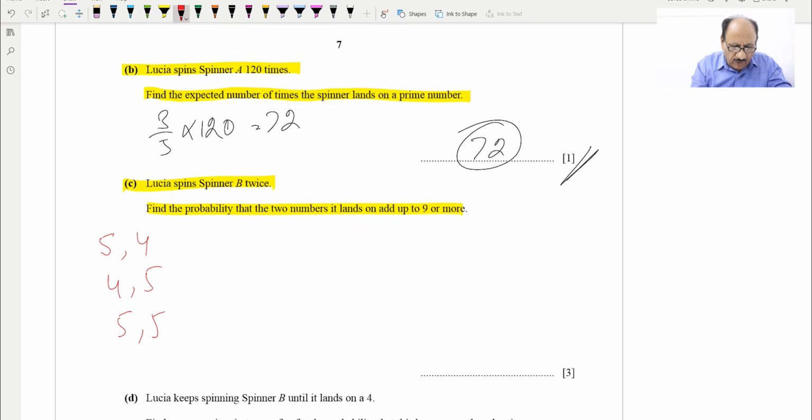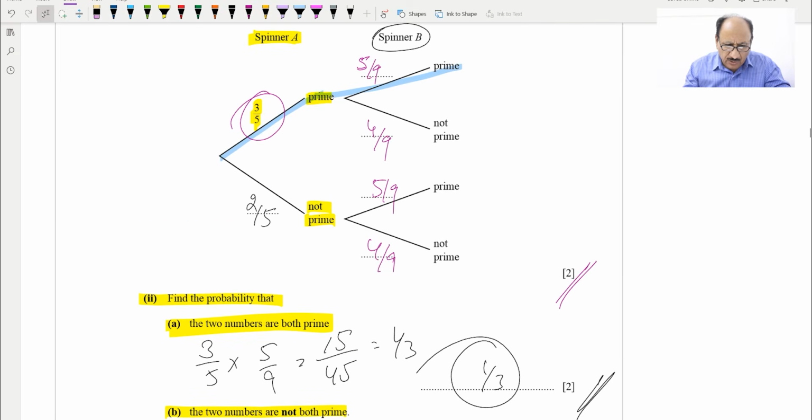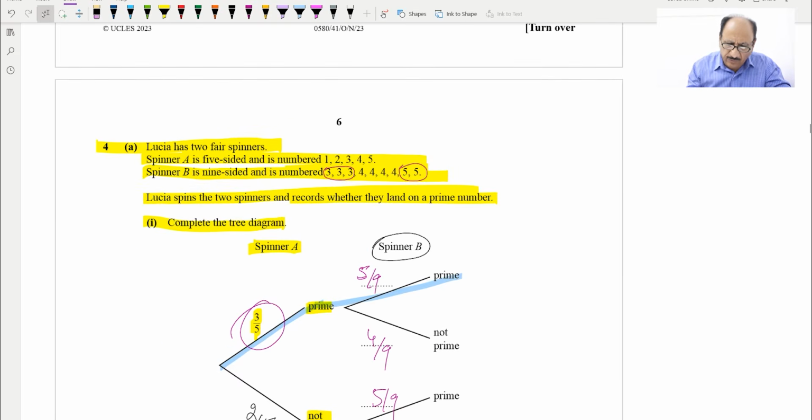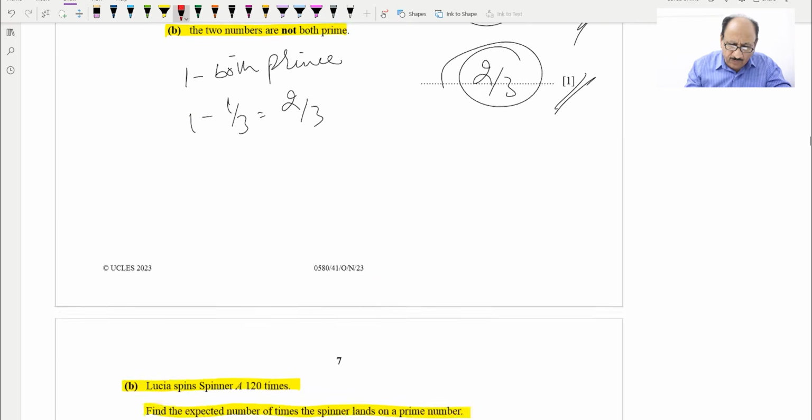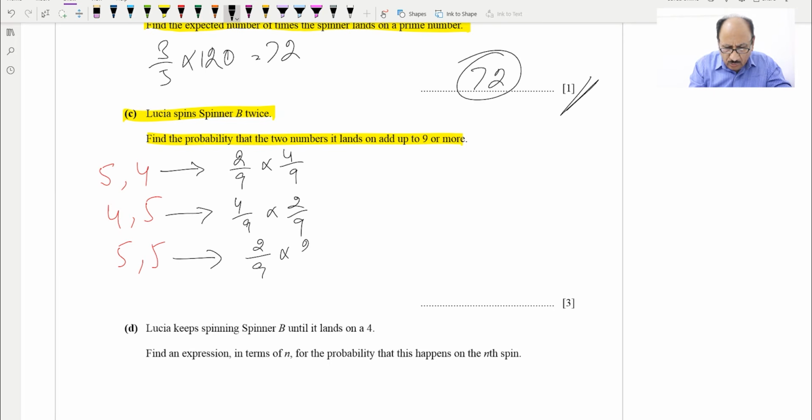For 5 and 4, what will it be? The probability of landing on 5, from these 9 numbers we are checking, will be 2 by 9, and for 4 it will be 4 by 9. So 2 by 9 and 4 by 9. For this one it will be 2 by 9 into 4 by 9, and for this one it will be 4 by 9 into 2 by 9, and for this one it will be 2 by 9 into 2 by 9, and then we have to add all these probabilities.